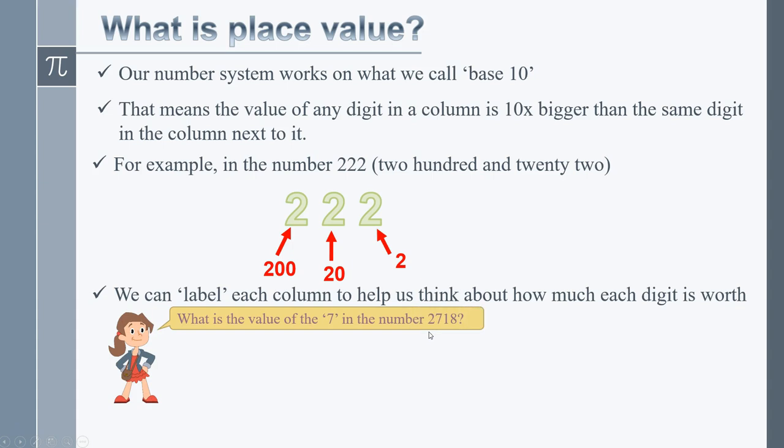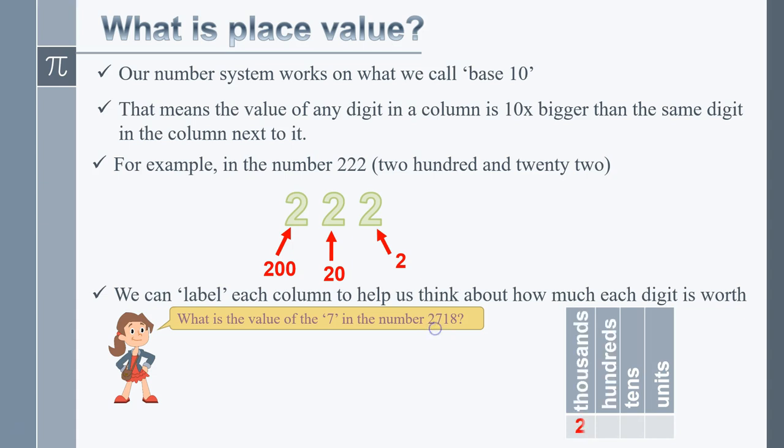and you should be familiar with these labels. So for example, if we want to know what's the value of 7 in the number 2718, here we go, there's our labels: units, tens, hundreds, thousands. There's the digits 2718, and we're looking at the 7. It's in the hundreds column, so clearly the answer to the question is it's worth 700.